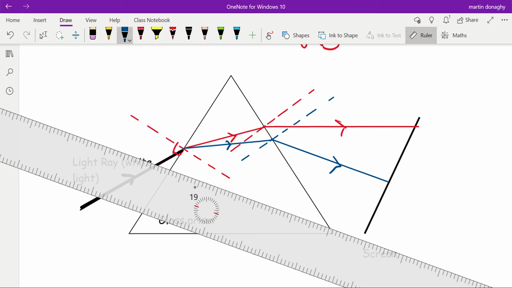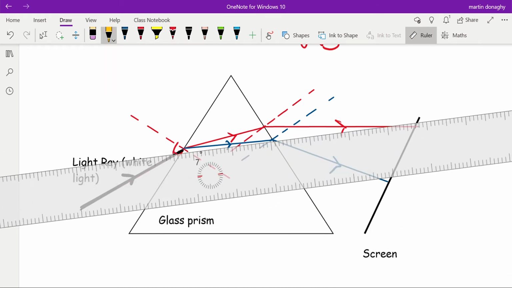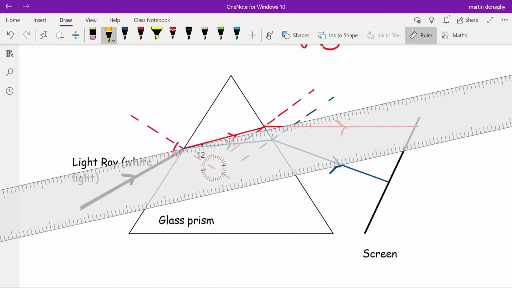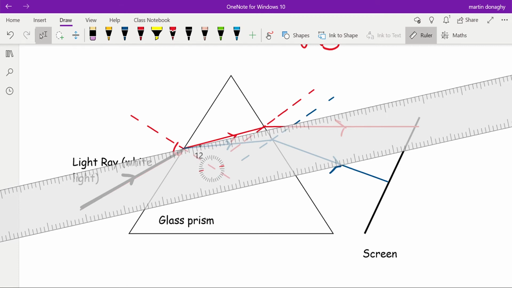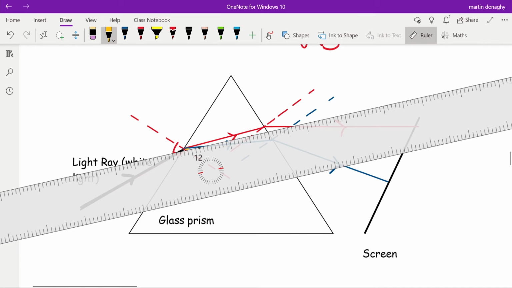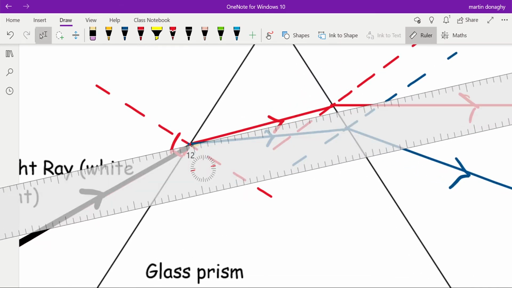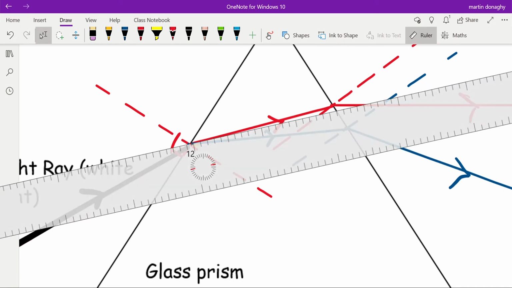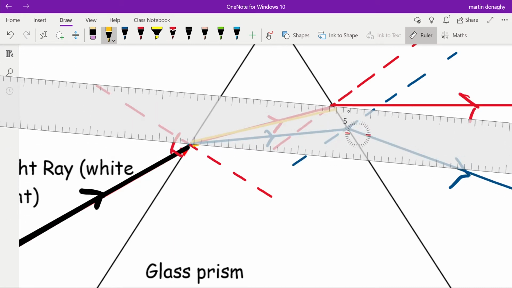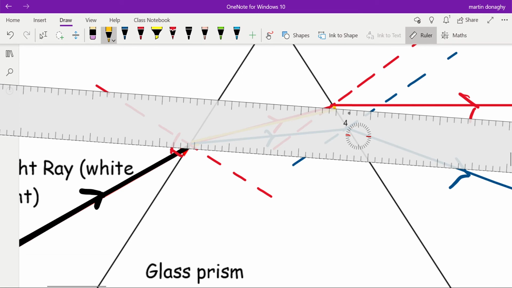Now, just for completeness sake, I'm going to show you where the rest of the rays would be. Orange refracts slightly more than the red, so it might take this path. If I can line it up, I'll make this a little bit bigger to make my life easier. So it might go something like that. I'm not going to draw normals for all these ones, but it would then travel like that when it exits.